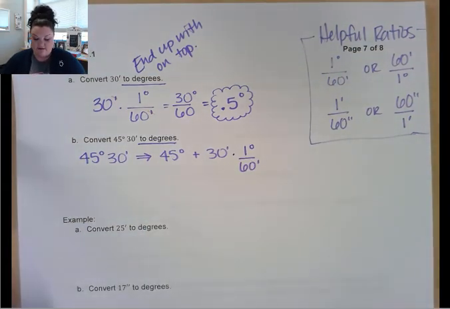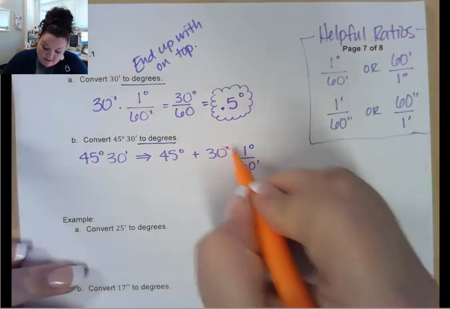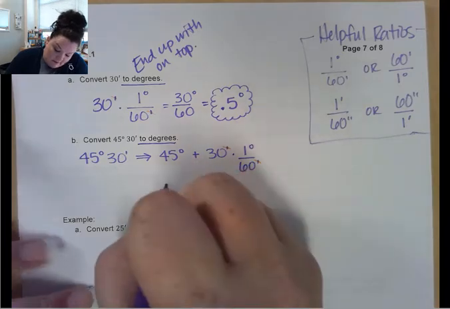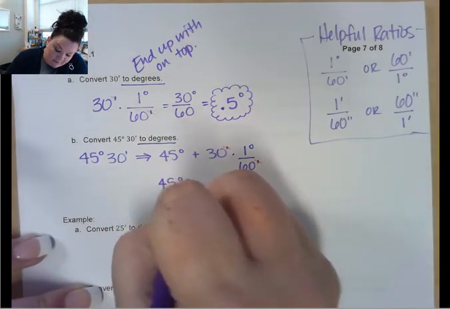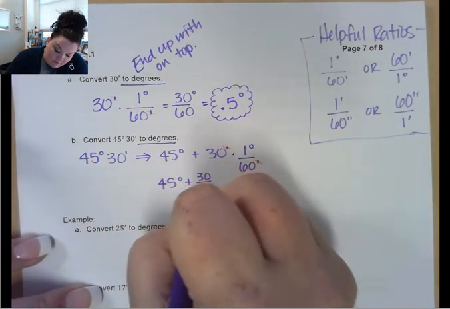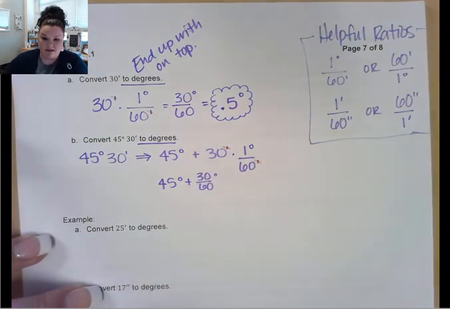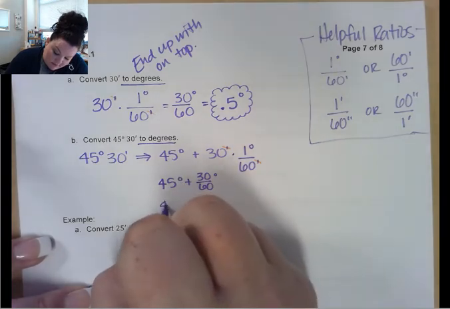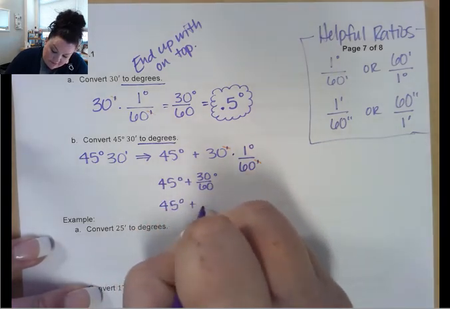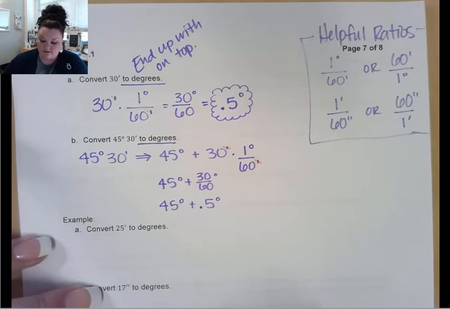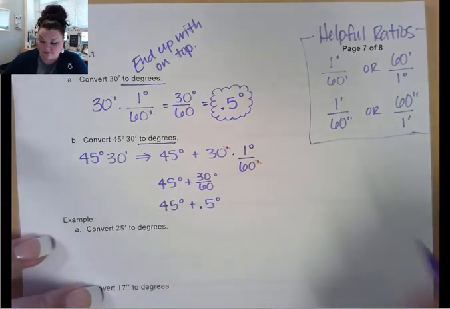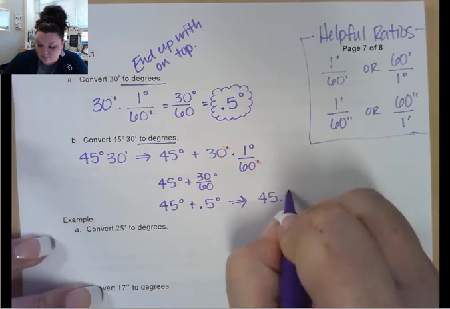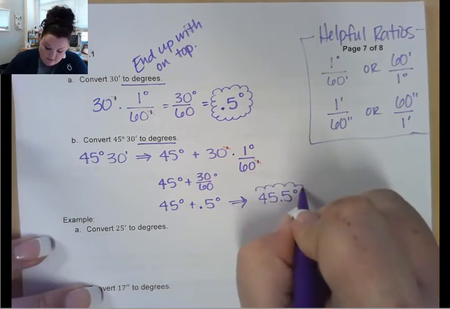And then again, my minutes are going to cancel, and that's going to give me 45 degrees plus 30 over 60 degrees, right? And then we know that 30 over 60 is 0.5. So 45 degrees plus 0.5 degrees. And now that they're both in degrees, we can just add them together. So this gives me 45.5 degrees.